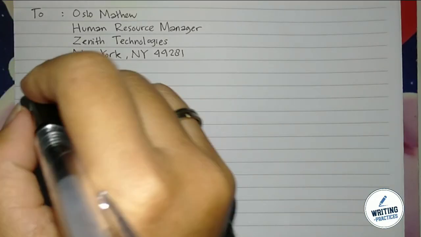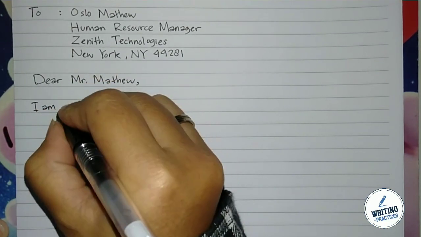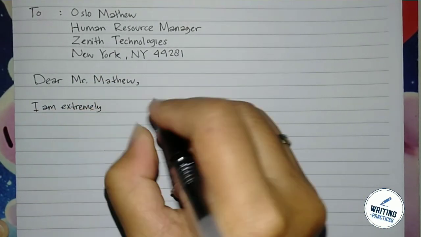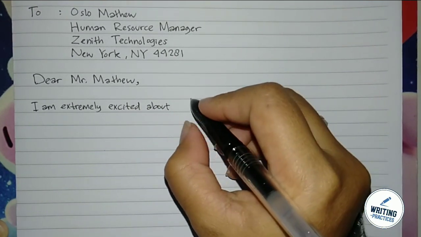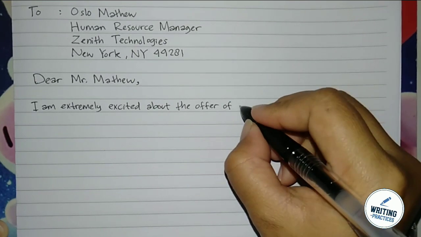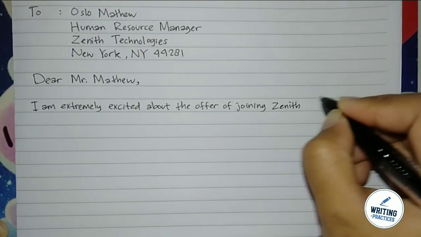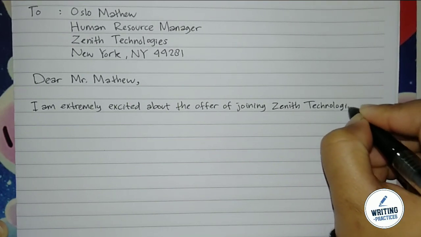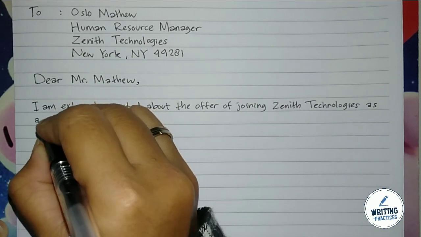In the first paragraph, show your excitement about the offer of joining the company. Here, you must mention the company name as well as the job position you applied for. You must mention these two even if you are a current employee or a candidate who has been accepted by the company.